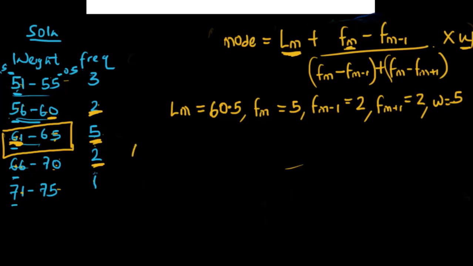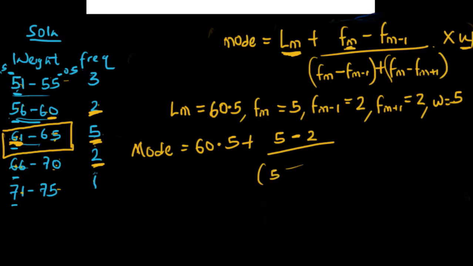Now let's do that. So we're having mode equals 60.5 plus Fm is 5, so we have 5 minus Fm minus 1 is 2, all over Fm is 5 minus Fm minus 1 is 2, then we've got plus Fm is 5 minus Fm plus 1 is 2. Now remember, this over covers everything, times the width. The width is 5. Do you understand that?